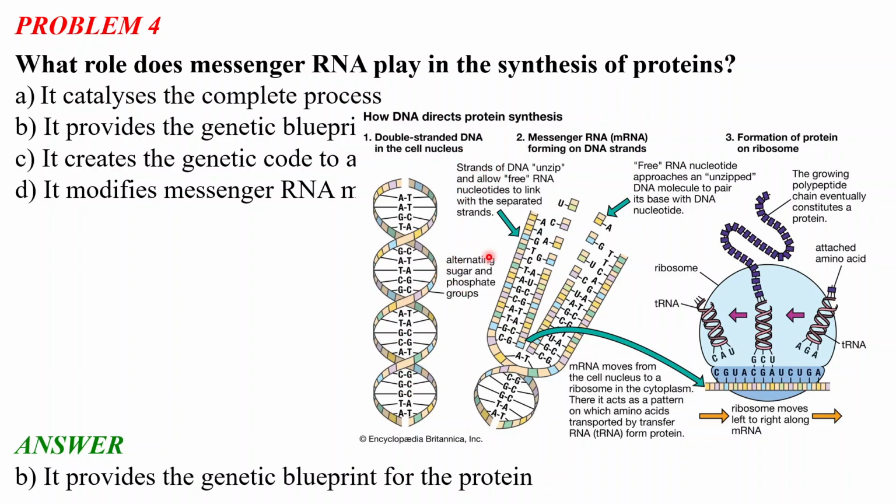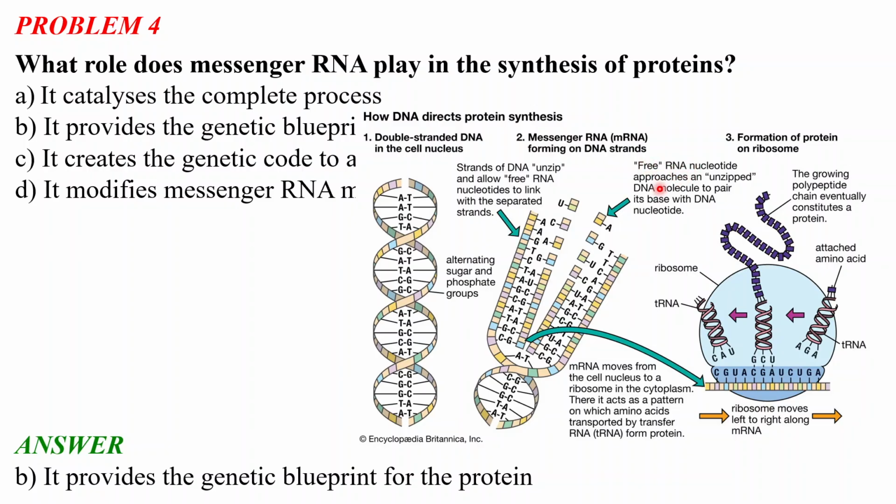Now, the first step is messenger RNA, or mRNA, forming on the DNA strand. The strands of the DNA unzip and allow free RNA nucleotides to link with the separated strand. So there will be an unzipping of this double helix, and the free RNA nucleotides will start linking with the separated strand. Adenine will bind with uracil, and guanine and cytosine will bind to each other. But in RNA nucleotides, we do not have thymine, we have uracil, right?